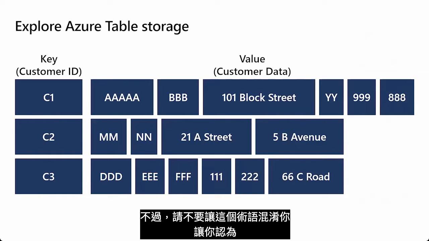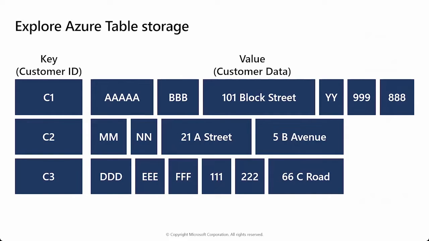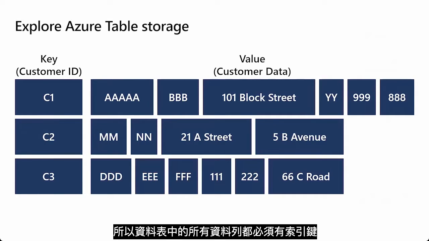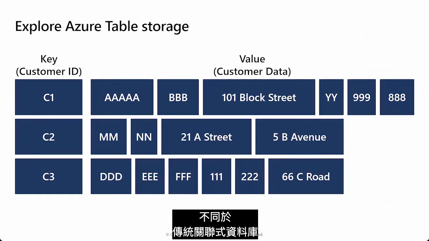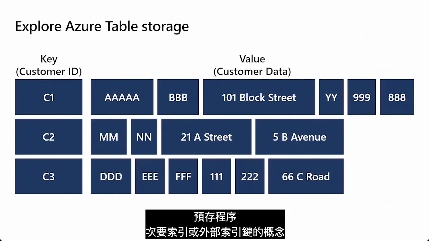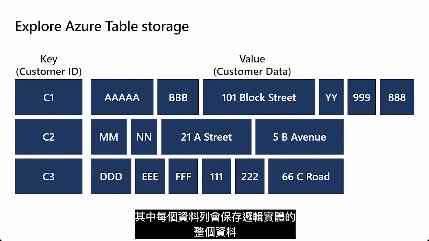But don't let this terminology confuse you into thinking that it's the same as a table in a relational database, because Azure Table Storage allows you to store semi-structured data. All rows in a table must have a key, but apart from that, the columns in each row can vary. Unlike traditional relational databases, Azure Table Storage tables have no concept of relationships, stored procedures, secondary indexes, or foreign keys. Data will usually be denormalized, with each row holding the entire data for a logical entity.